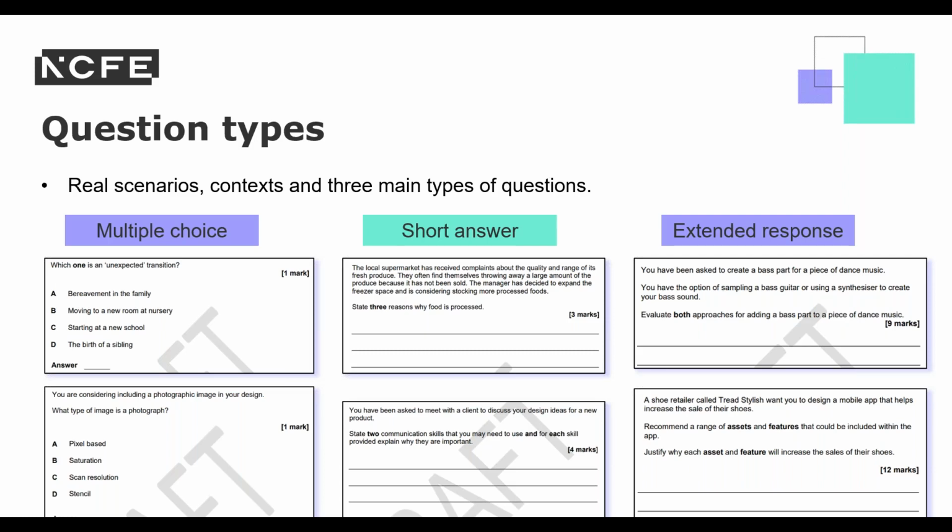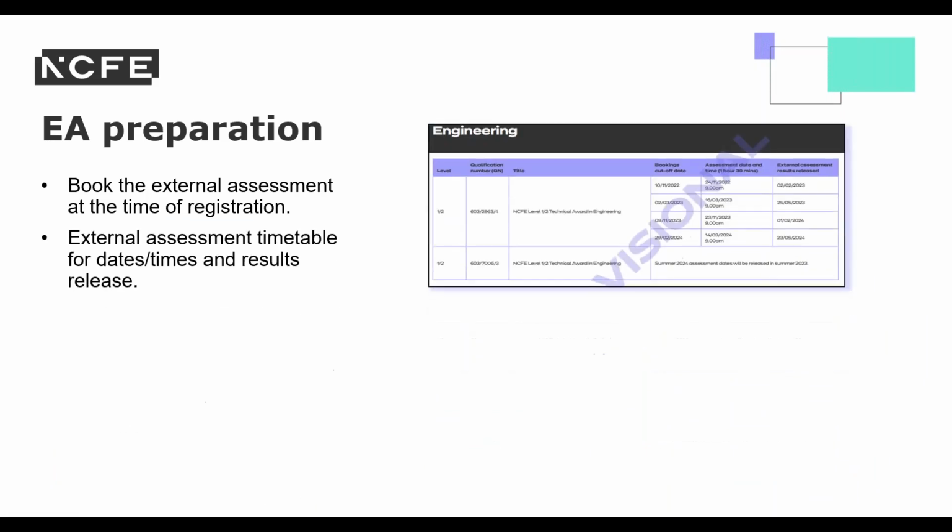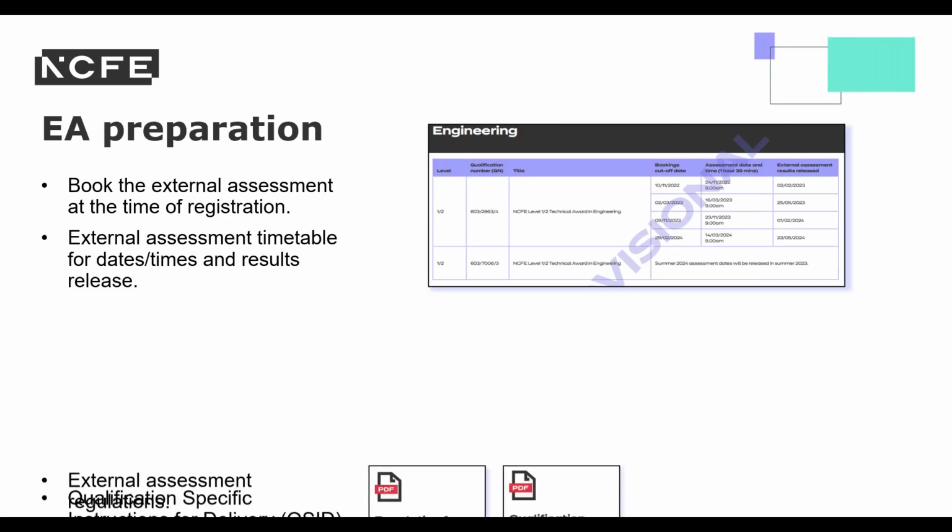For our VCERT qualifications, you are required to make a booking for the external assessment at the time of registration. You will be prompted to select an external assessment date before completing the registration in the portal. Please refer, as I've already said, to our external assessment timetable for assessment dates and times, as well as results release dates. On our website, you will also find the external assessment regulations and guides and our QCID document.